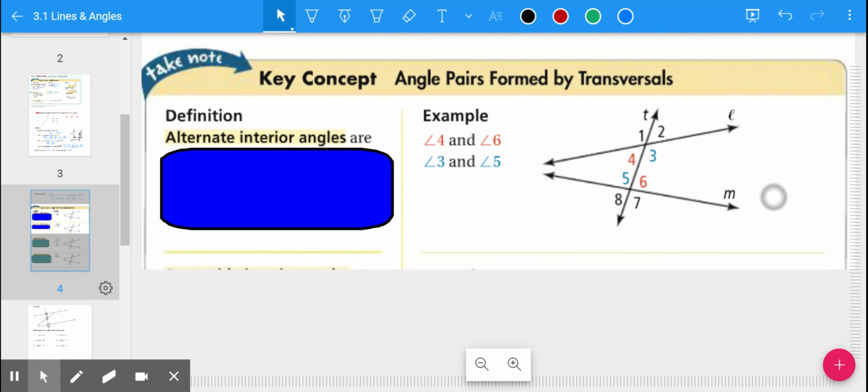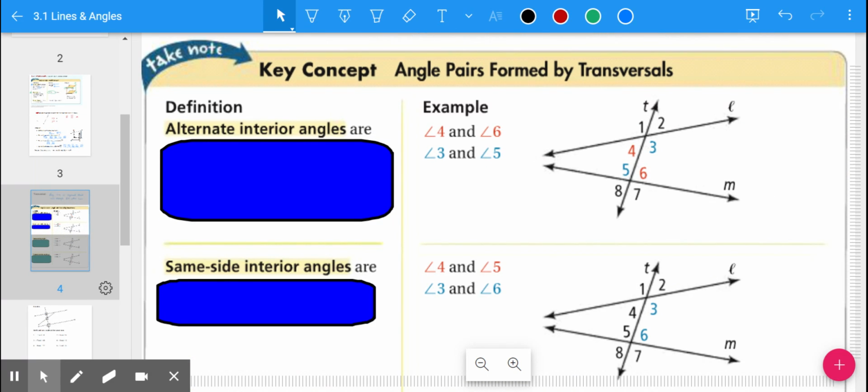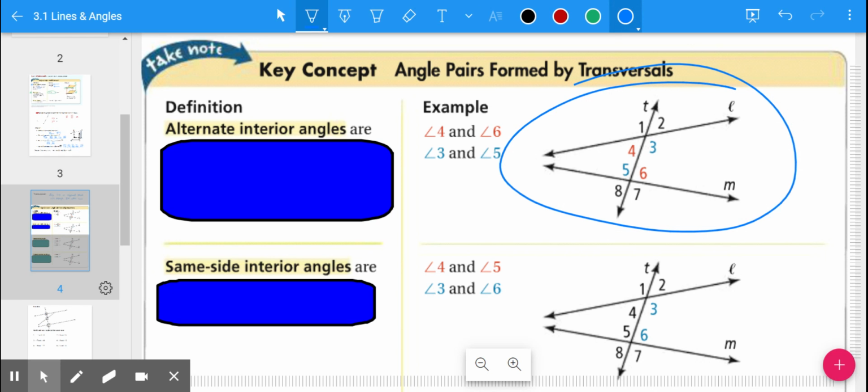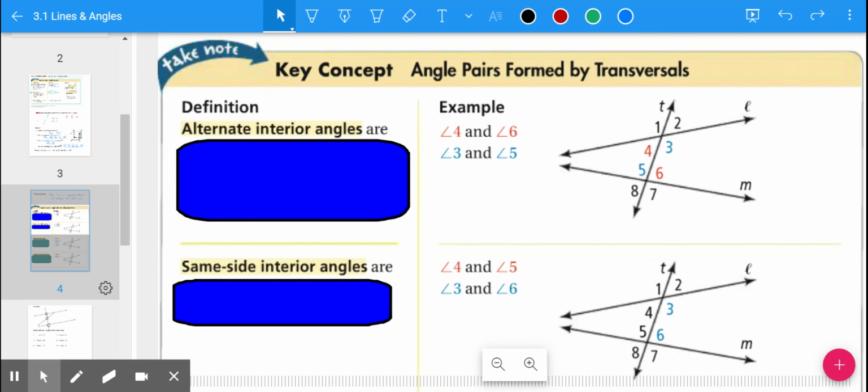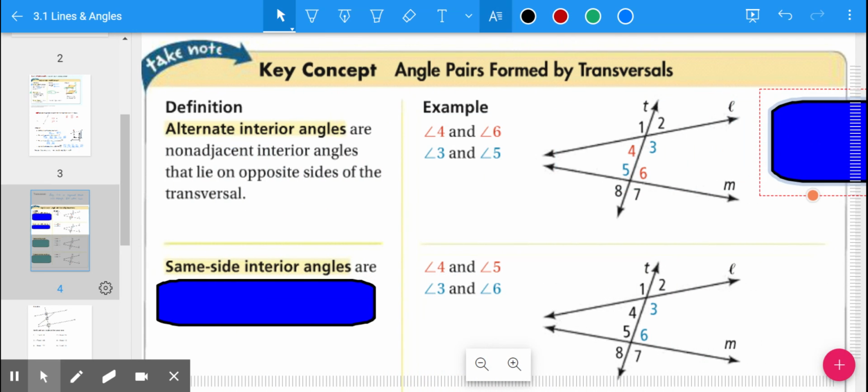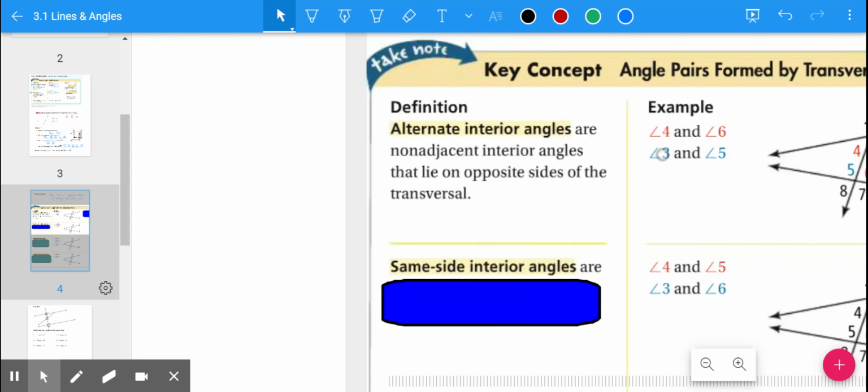So let's talk about some different types of angles that are formed when you have a transversal. So here's an example over to the right, this picture. This line T is a transversal because it's cutting through line L and line M. So these are all defined in your notes, but alternate interior angles, something you've learned in the past, are non-adjacent interior angles, so not next to each other, but also still in the interior of two lines that lie on opposite sides of the transversal. So examples would be 3 and 5.